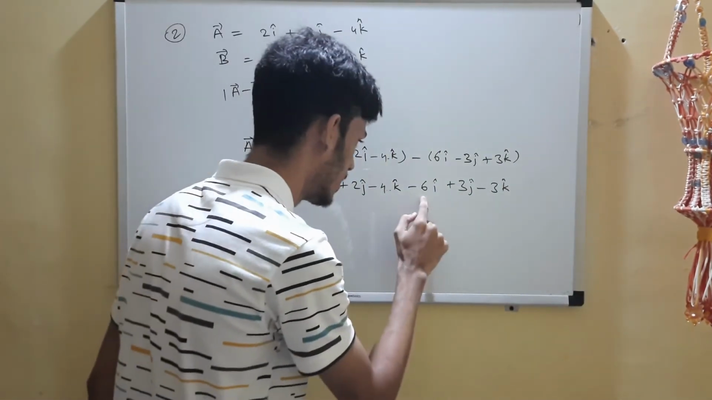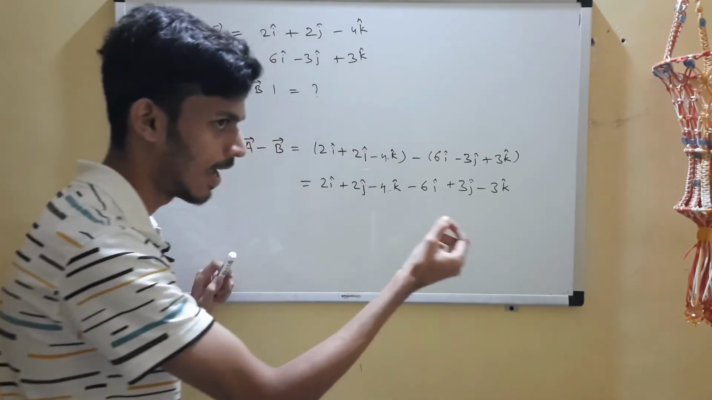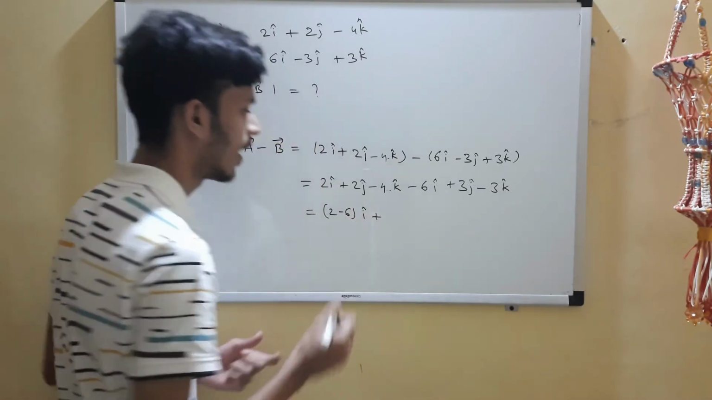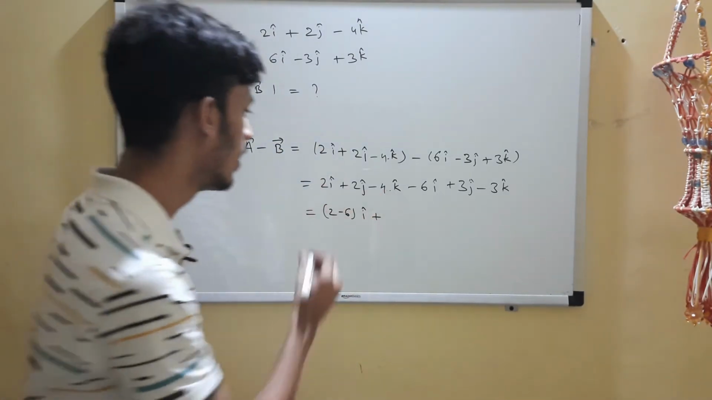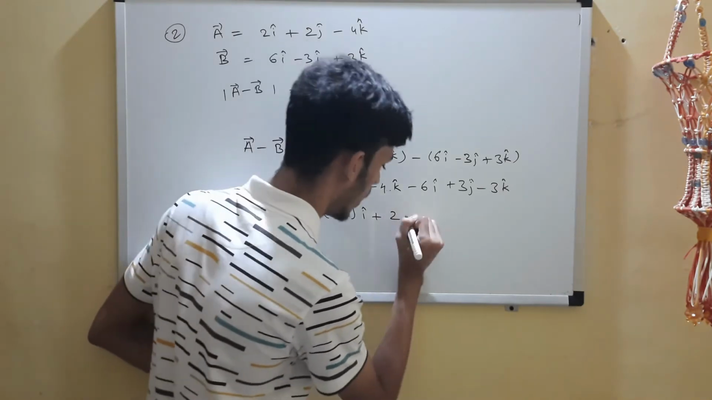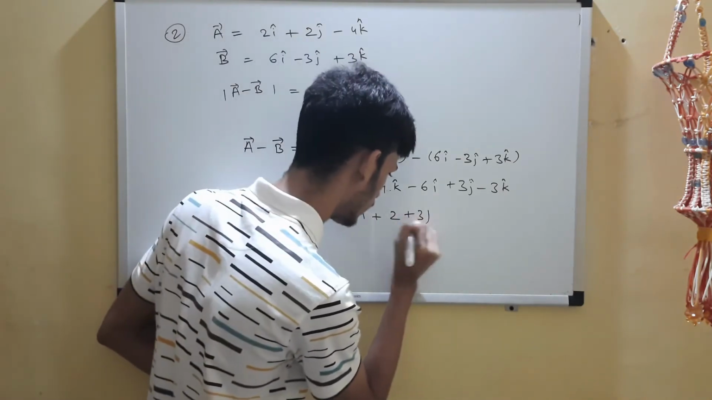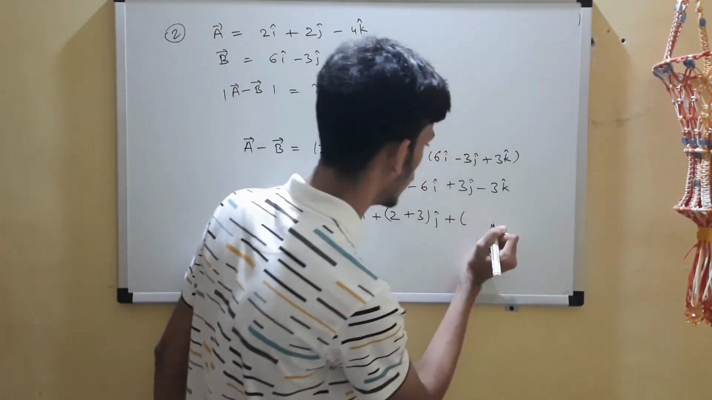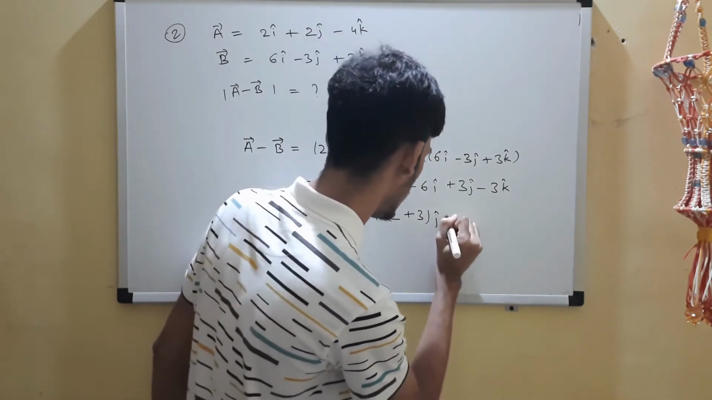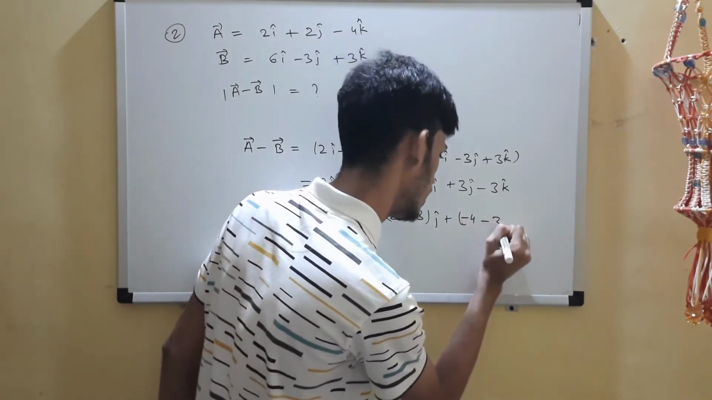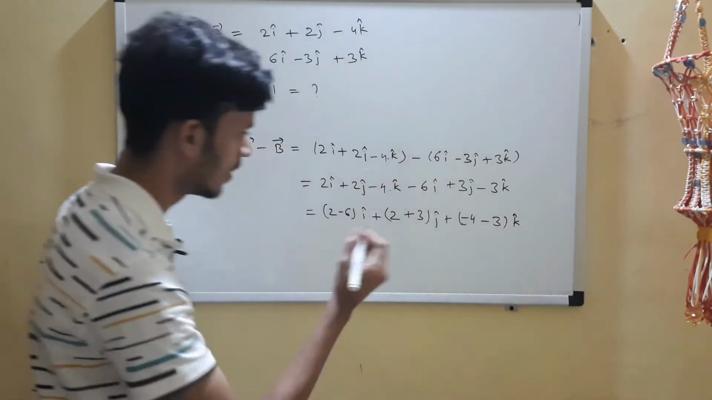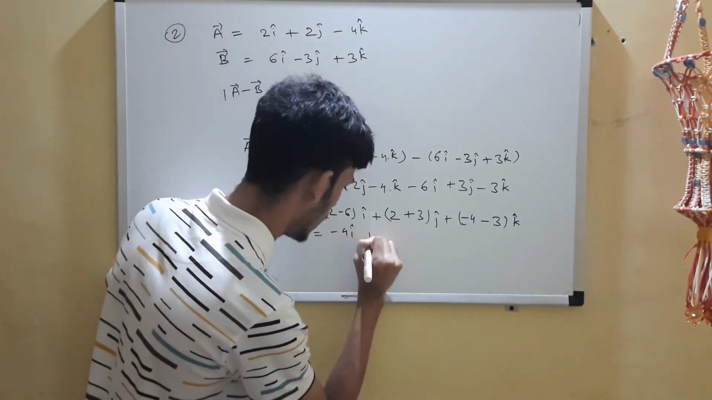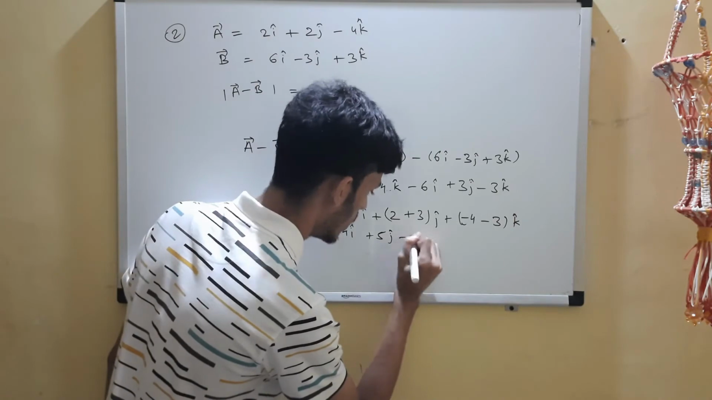So 2i cap minus 6i cap will be 2 minus 6 i cap. I cap terms you can subtract or add directly. J cap terms you can add or subtract directly, so it's 2 plus 3. And K cap terms, you can do that here as well: minus 4 minus 3 k cap. So the vector that you get, a minus b, is minus 4i cap plus 5j cap minus 7k cap.